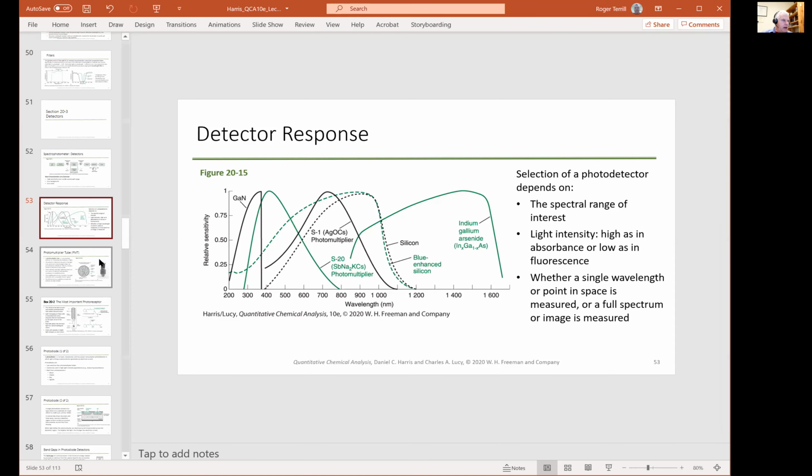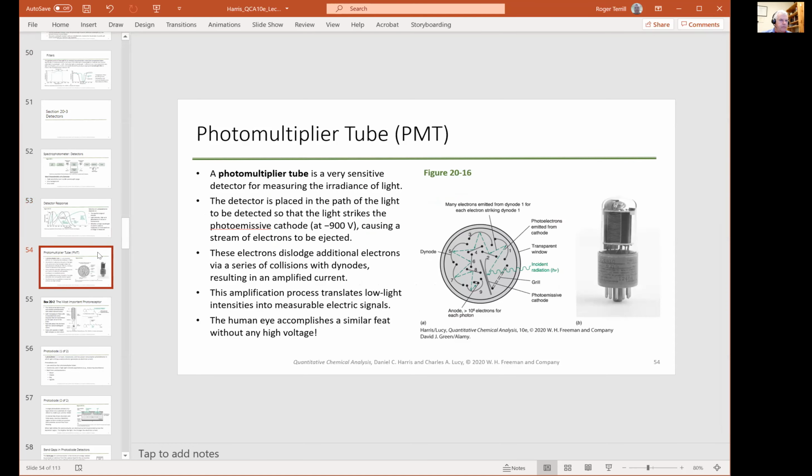Now, in the old school, liberating charge meant literally emitting an electron into vacuum. And this is still the single most sensitive way to detect photons. This is called a photomultiplier tube.